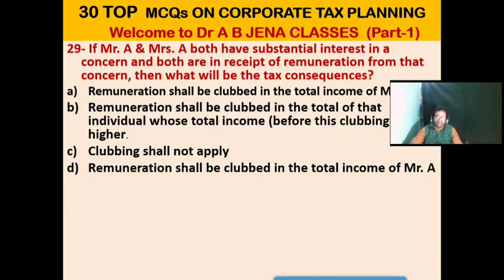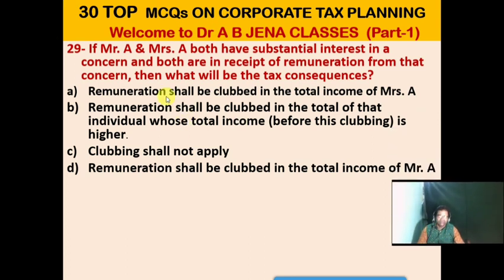So next one MCQ. If Mr. A and Mrs. A both have substantial interest in a concern and both are in receipt of remuneration from that concern or organization, then what will be the tax consequences? Option A, remuneration shall be clubbed in the total income of Mrs. A. B, remuneration shall be clubbed in the total income of that individual whose total income, before this clubbing, is higher. C, the clubbing shall not apply. D, remuneration shall be clubbed in the income of Mr. A. Friends, B is the right option for this MCQ. The remuneration shall be clubbed in the total income of that individual whose income, before this clubbing, is higher.